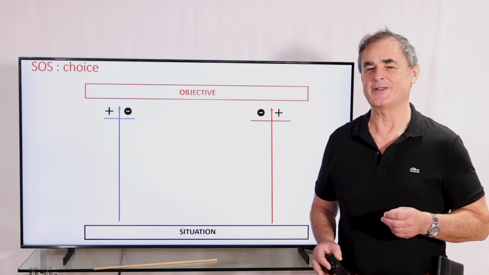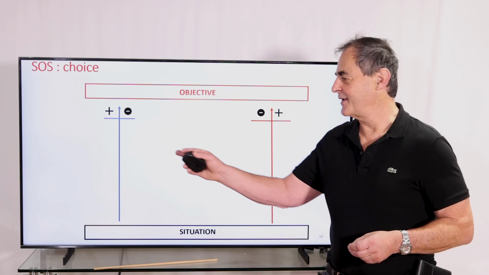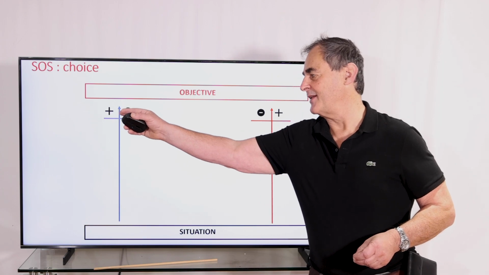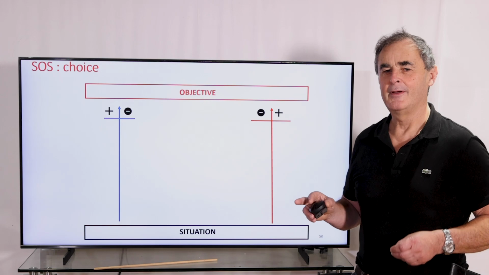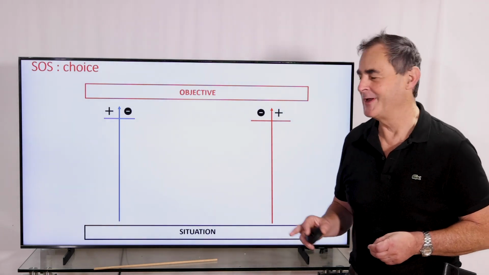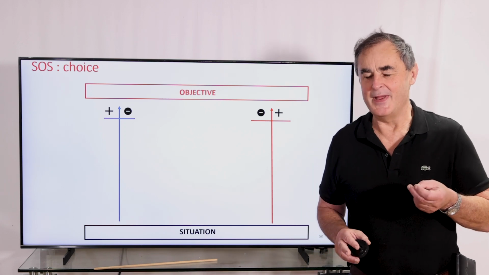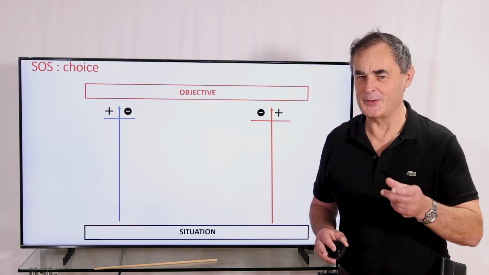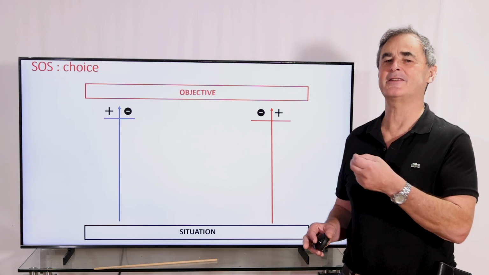So that's the first twist. There is also another twist. You see that here I begin with the plus, and here with the minus, I finish with the minus. And here I begin with the disadvantage of our solution, but I finish with the advantage. So basically, you twist the demonstration by finishing with your solution and the advantages of your solution.